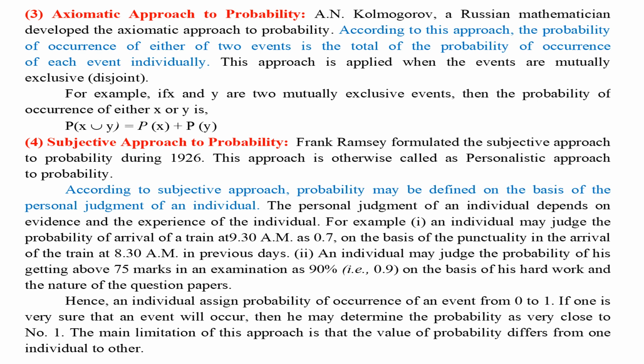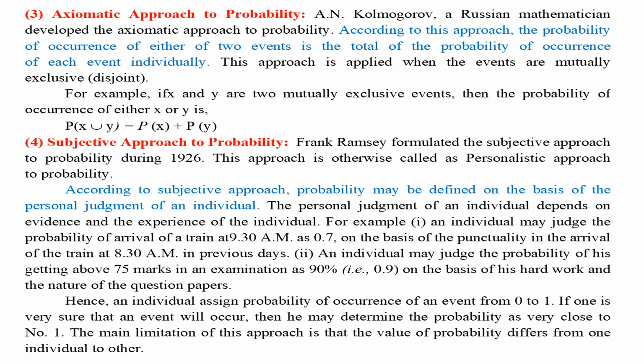4. Subjective approach to probability. Frank Ramsey formulated the subjective approach to probability during 1926. This approach is otherwise called the personalistic approach to probability. According to the subjective approach, probability may be defined on the basis of the personal judgment of an individual. The personal judgment of an individual depends on evidence and the experience of the individual.